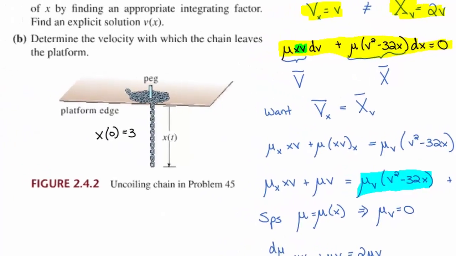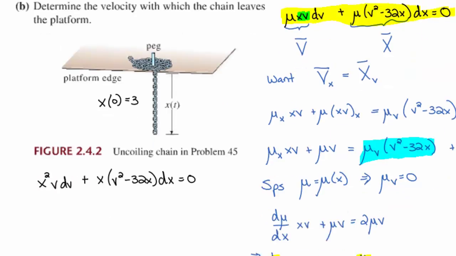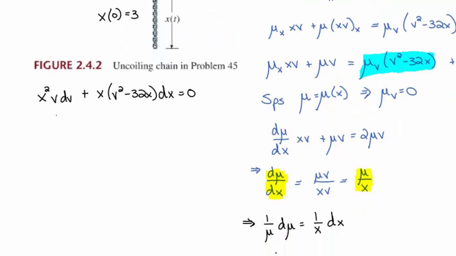So I'll rewrite that off to the side here. That'll give us x squared v dv plus x times v squared minus 32x dx equals 0. Now, remember, we're trying to solve this. This I know is going to be exact. So this business here is going to be f sub x, and this business right here is going to be f sub v. Oops, I wrote that backwards. Sorry about that. That's f sub v, and that's f sub x.